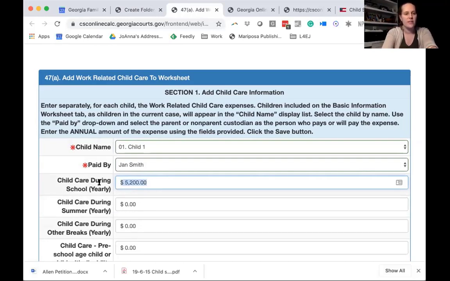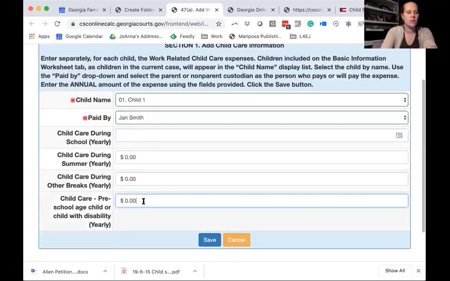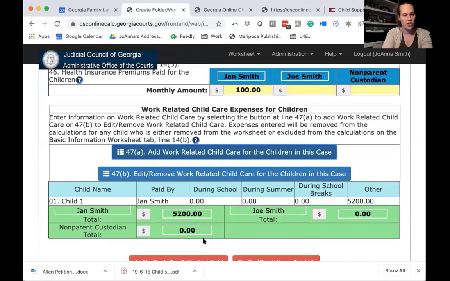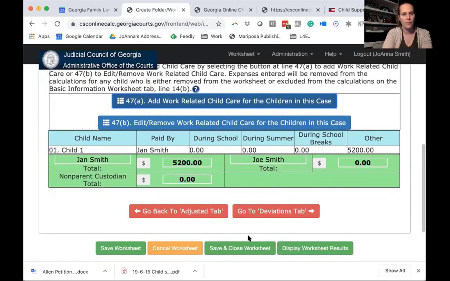It gets really confusing. If this is a child who's preschool age, then it's going to be yearly here. Otherwise you have to break it out by summer and school year. It's very annoying. So just keep that in mind. Don't accidentally do it monthly or it will be much too low of a number. Okay.